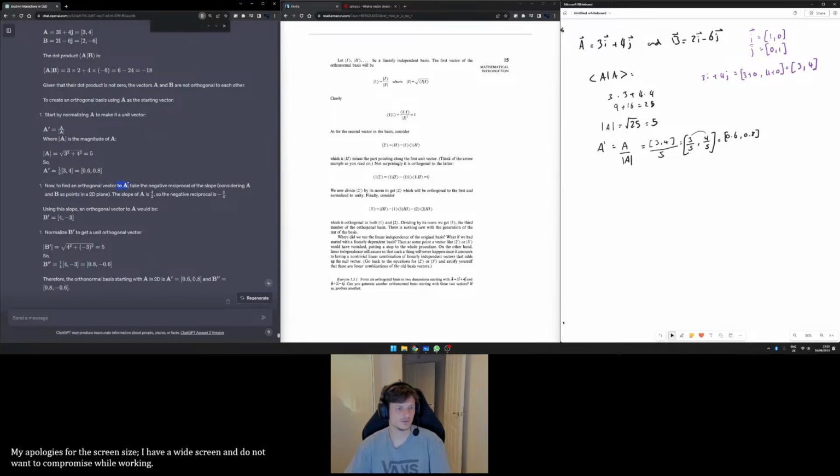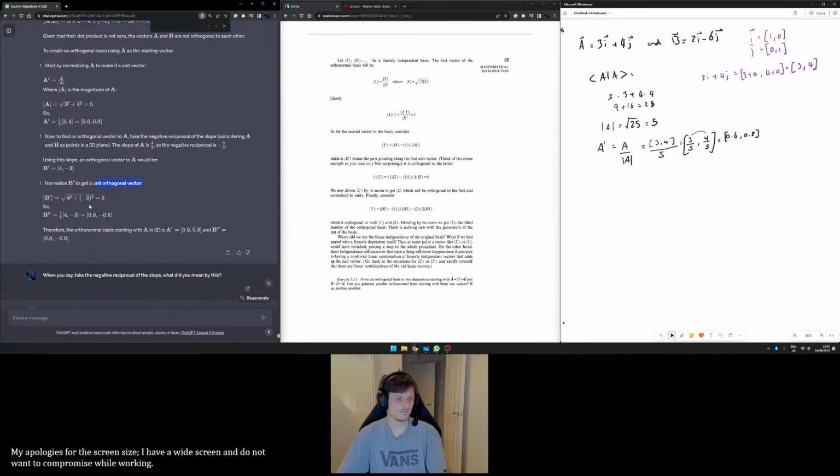Now to find the orthogonal vector to A, take the negative reciprocal of the slope, considering A and B as points in 2D plane. The slope of A is 4 over 3, so the negative is negative 3 over 4. Okay. Using this slope, an orthogonal vector to A would be 4, negative 3. Normalize B to get a unit orthogonal vector. Okay, therefore the orthonormal basis starting with A in 2D is A prime, which is equal to 0.6, 0.8, and B2 prime, which is equal to 0.8, negative 0.6.